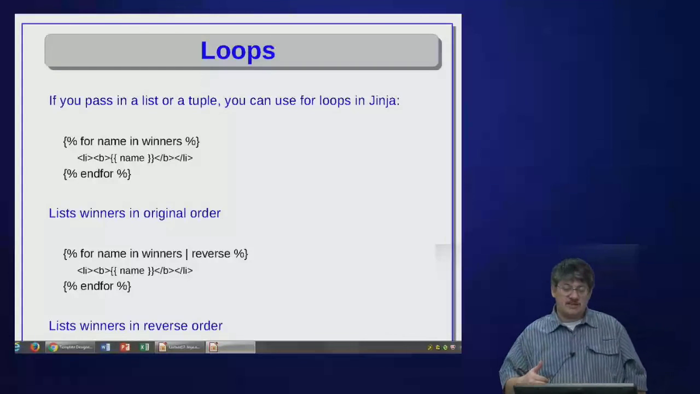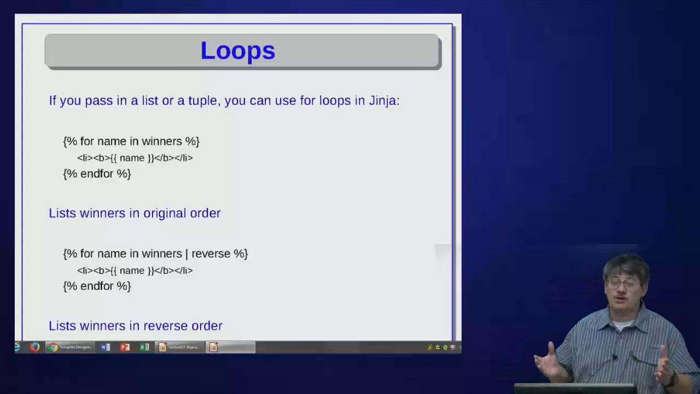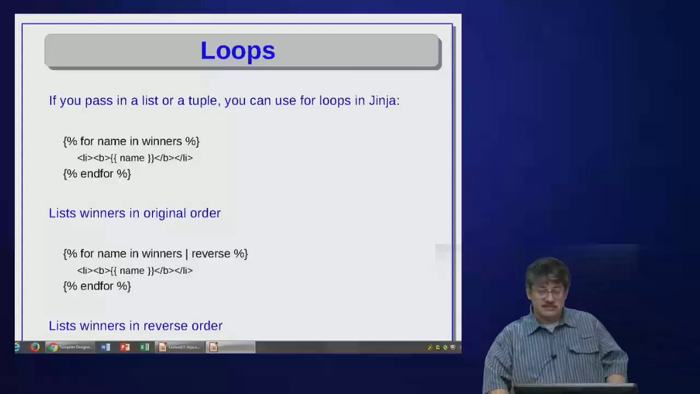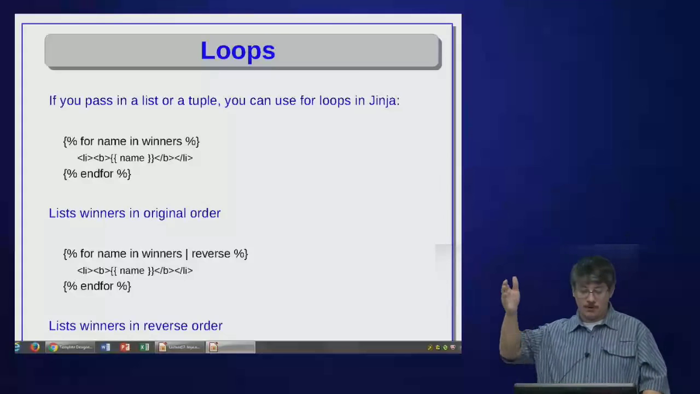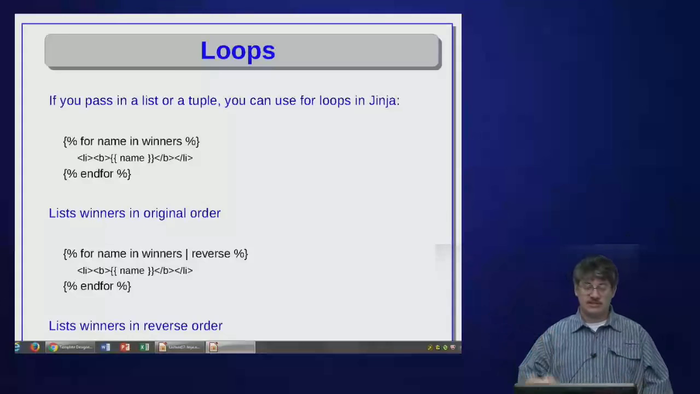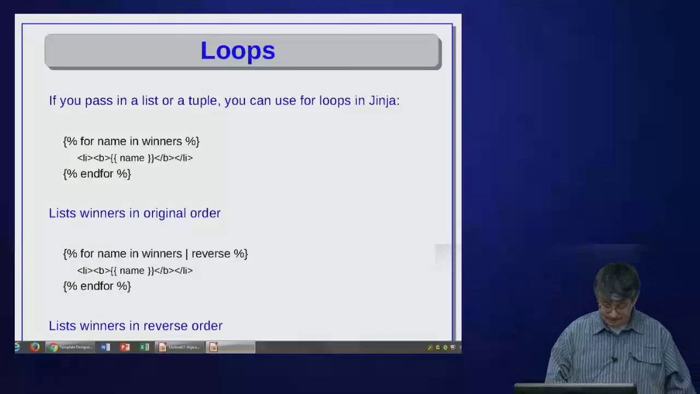So if I do it like this, it'll actually list the winners in the original order, whatever order they're in the Python list. But Jinja also provides a filter that allows me to reverse the order. So if I just add pipe reverse after the winners list, it'll actually reverse the order and print them backwards. That can be useful.